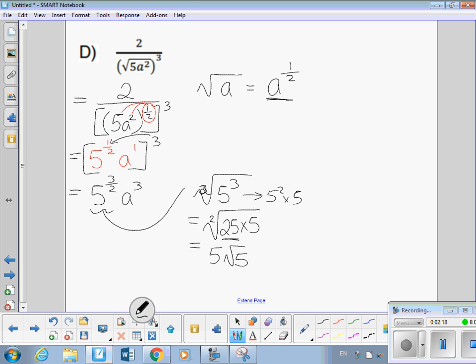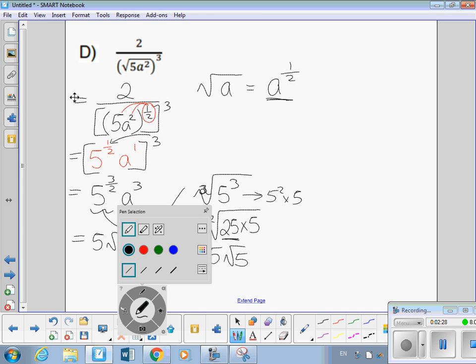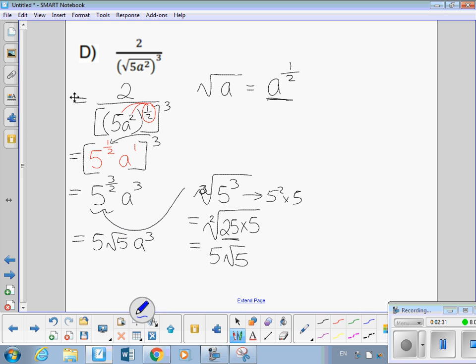So if I put that back into my equation, I could write down 5 square root 5 a cubed. But as I said, I would be ecstatic if you could just get it to this point. Okay, excellent.